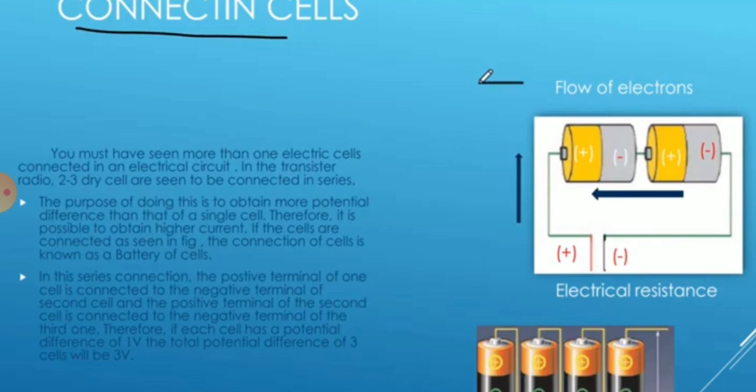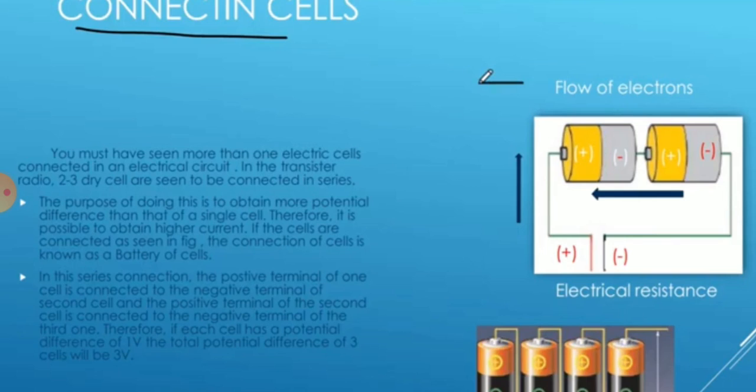The purpose of doing this is to obtain more potential difference than that of a single cell. Therefore, it is possible to obtain higher current if the cells are connected as seen in the figure. The connection of cells is known as a battery of cells.